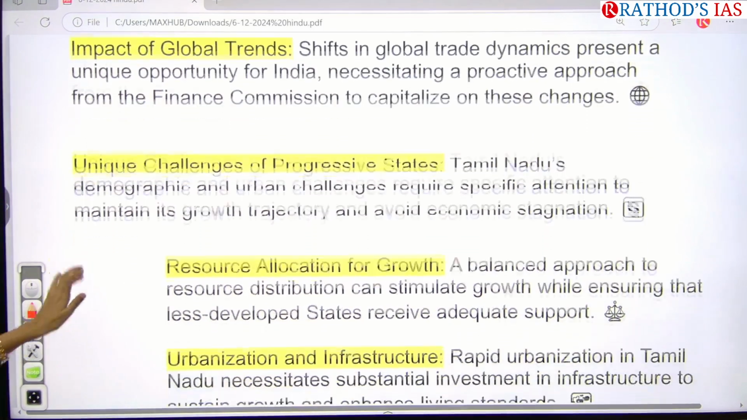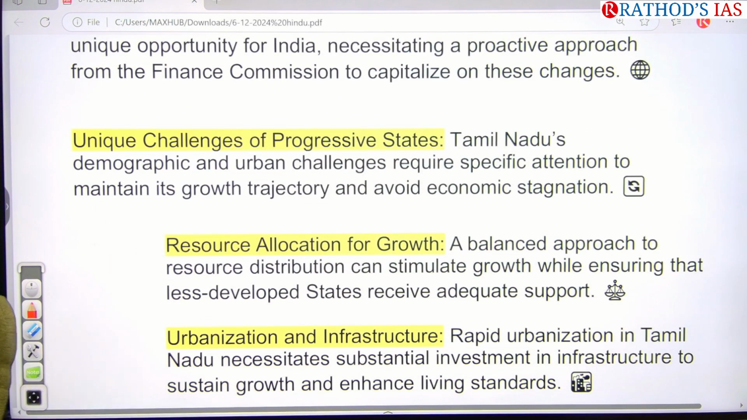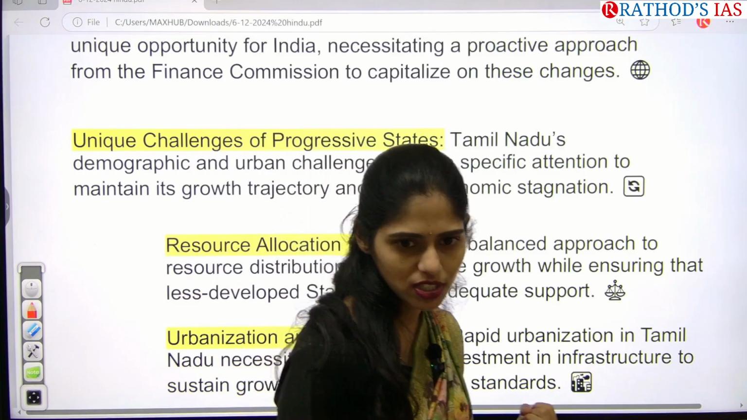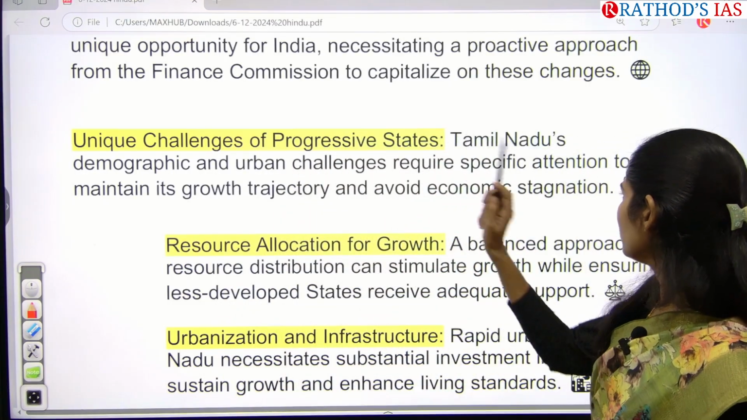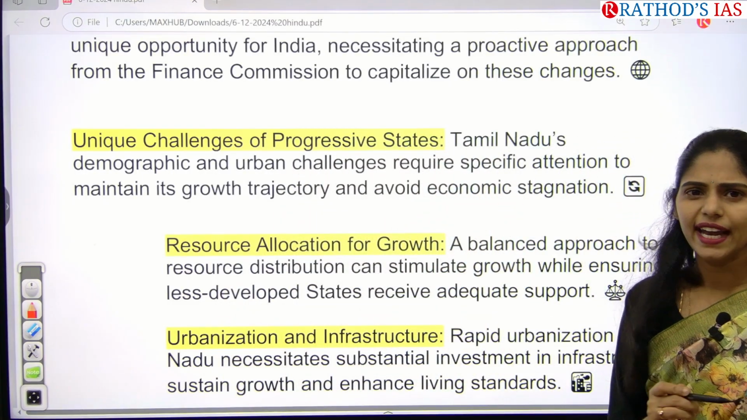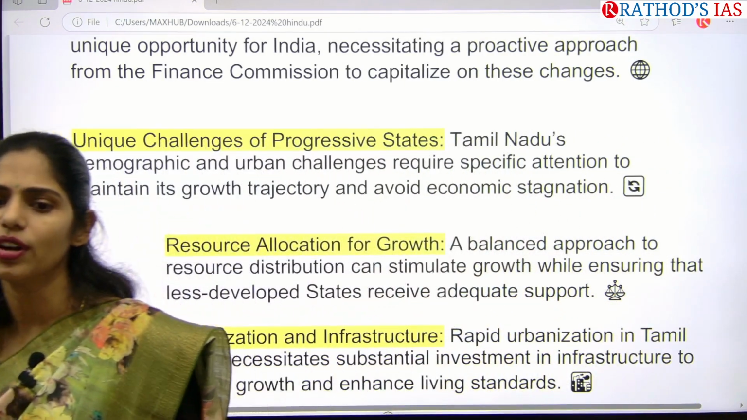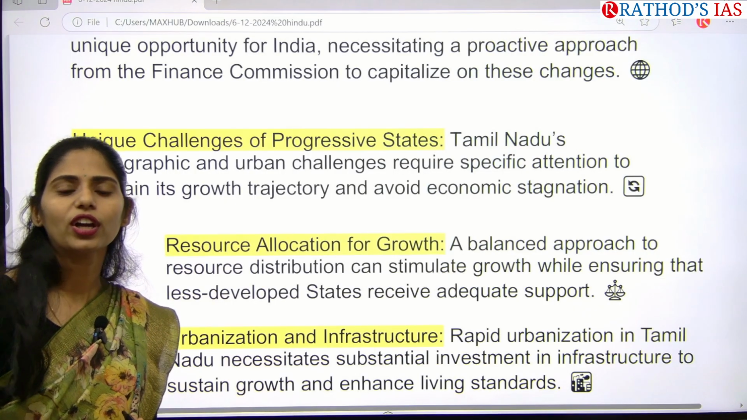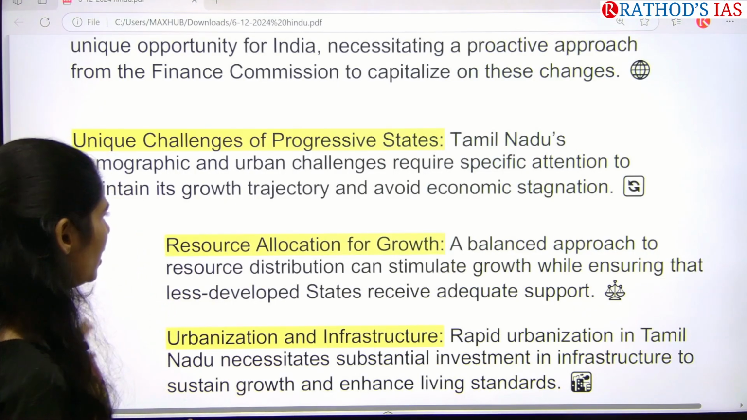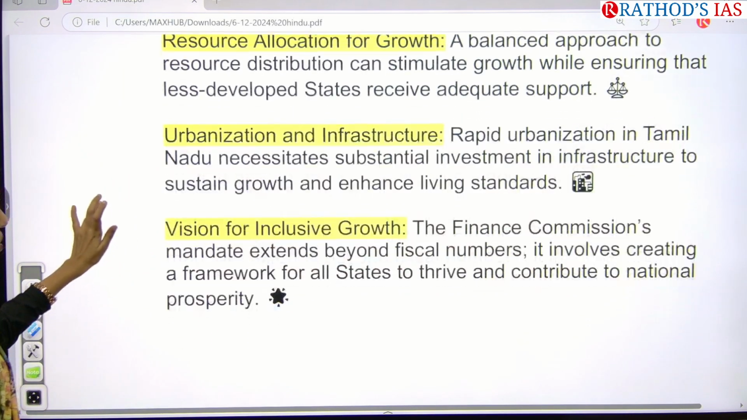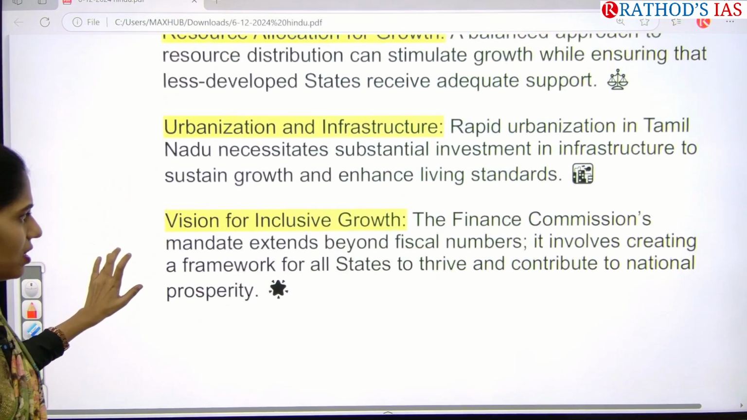And we also have some unique challenges of progressive states. As I said, Tamil Nadu has a demographic problem, that is, TFR is decreasing and the old age population is increasing, and there are urban challenges and even disasters. Because of all these problems, the different states have their own requirements. So based on that, allocation should be done properly. And next, the same thing: urbanization, inclusive growth, and resource allocation are very, very important.